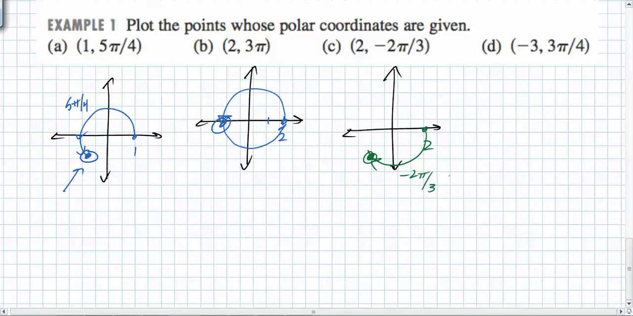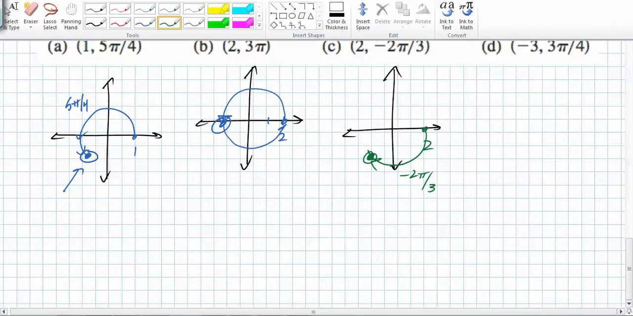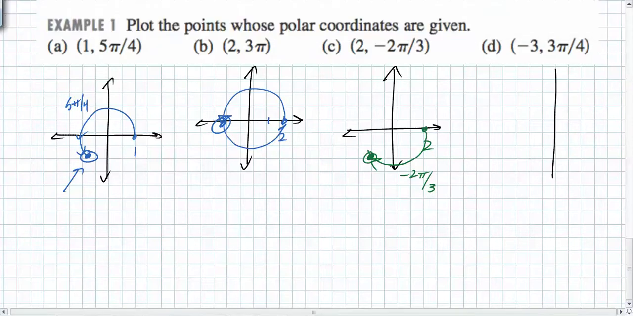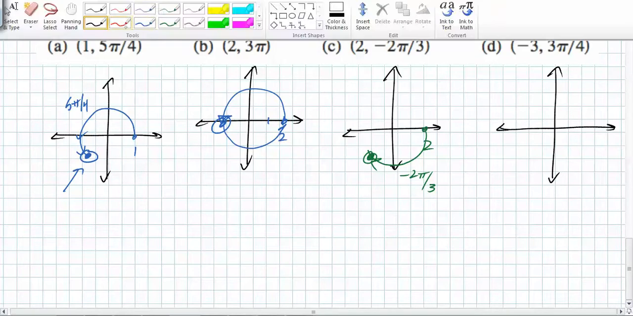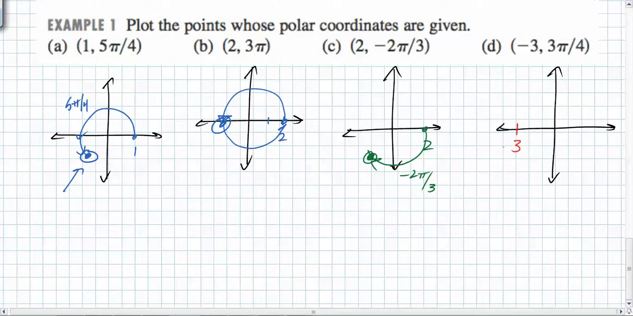And then negative 3. So instead of going to the right, you're going to go to the left. So where do you start? The left side, sure. It's at negative 3. And then from here, where do you go? Do you go clockwise, counterclockwise? Which way should I go?